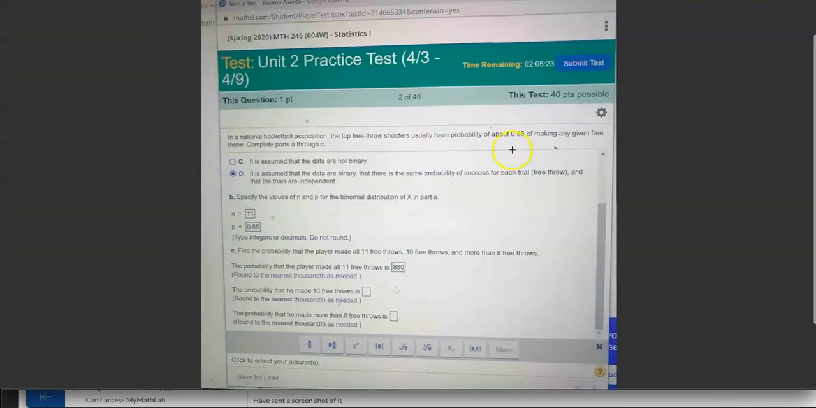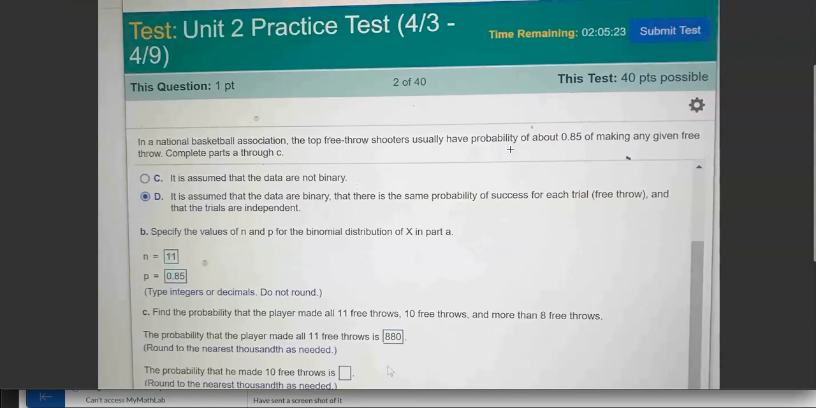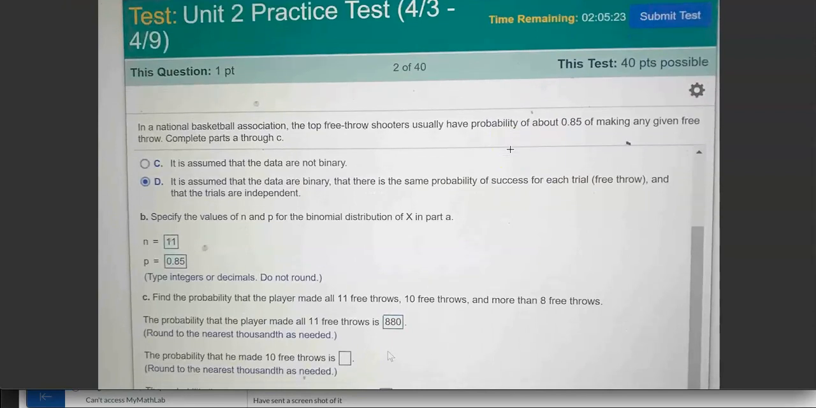So this one, hopefully he stopped the timer, because we're gonna go ahead and do this one together. Hey Kwame, in the National Basketball Association, the top free throw shooters usually have the probability of about 0.85 of making any given free throw. So this is either them making it or not making it. So the chance of them making this shot is 85%. They're gonna miss it 15% of the time, right?